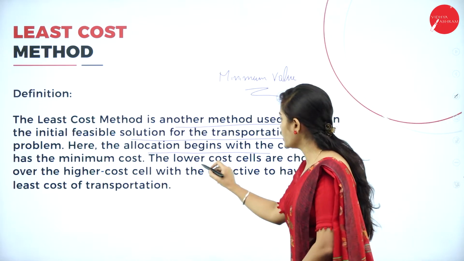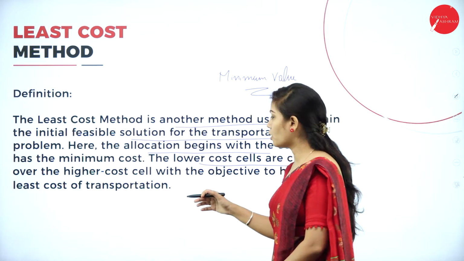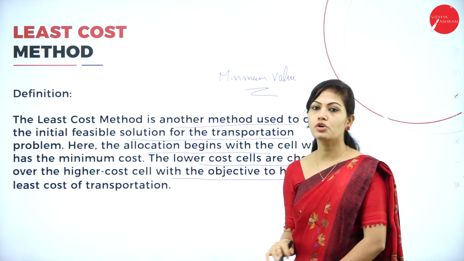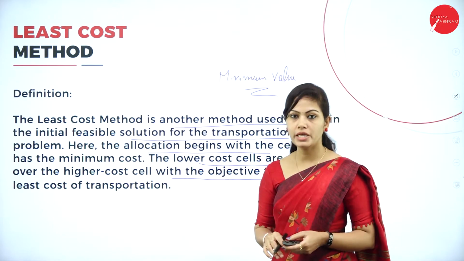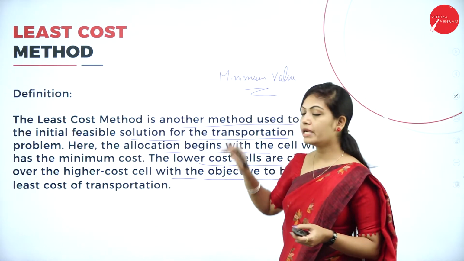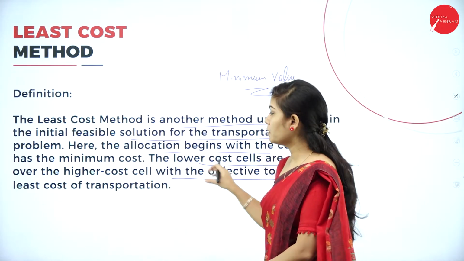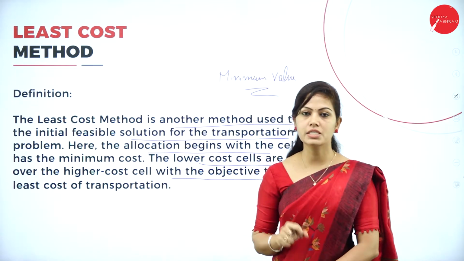The lower cost cells are chosen over the higher cost cells with the objective to have the least cost of transportation. For finding the basic feasible solution in least cost method, you have to select the minimum value. You have to choose the minimum cost. So this is called the least cost method.